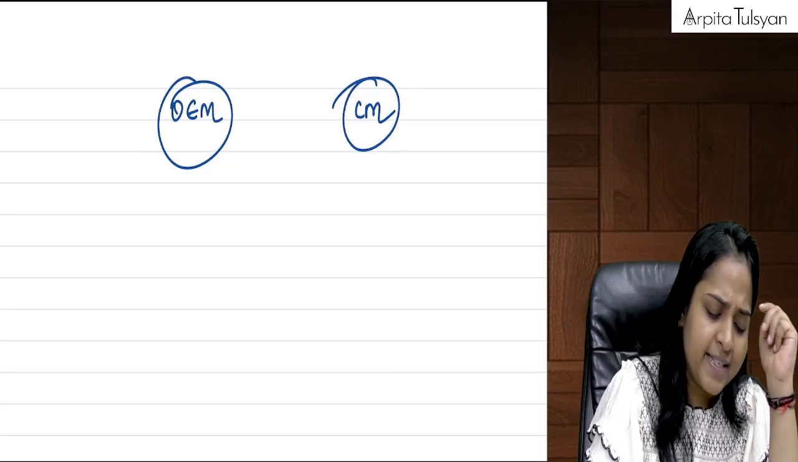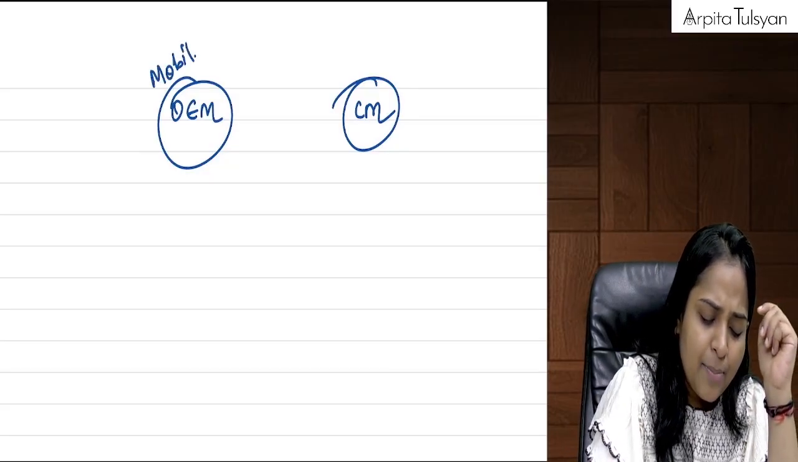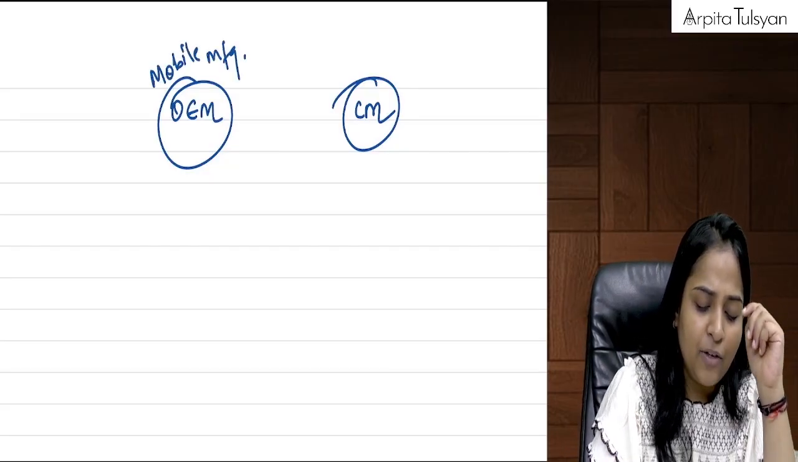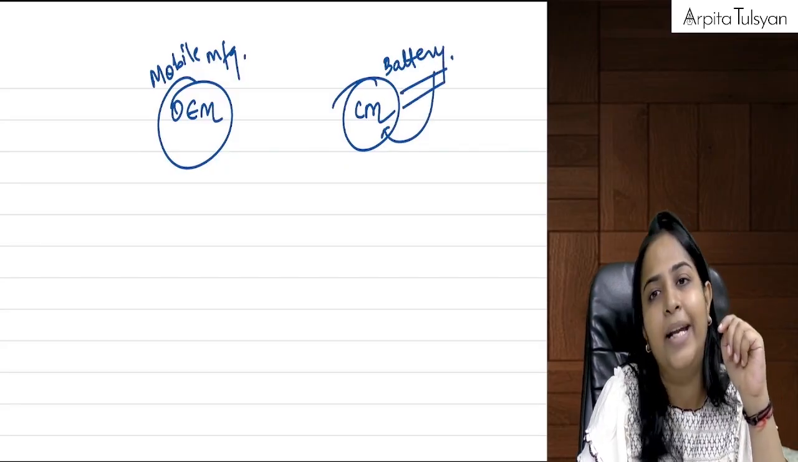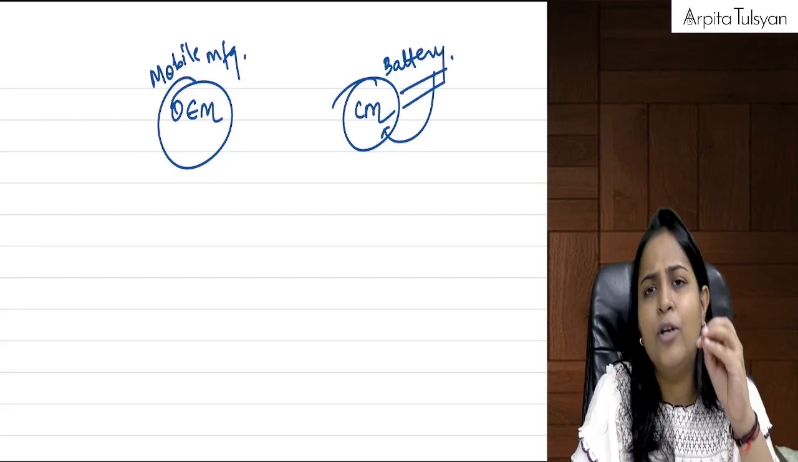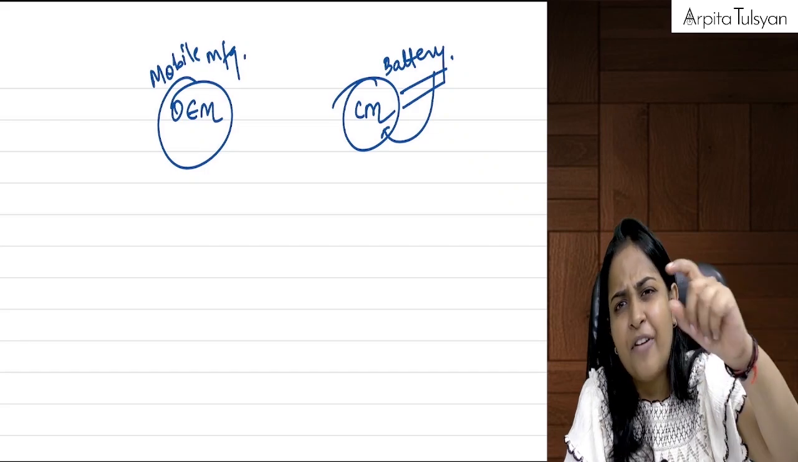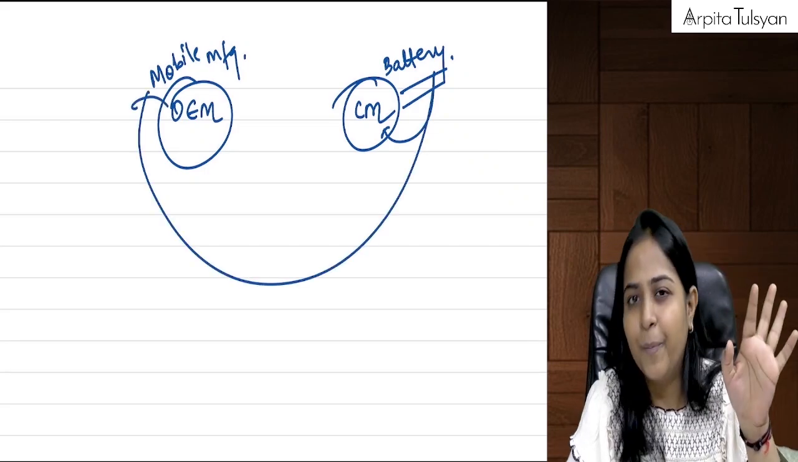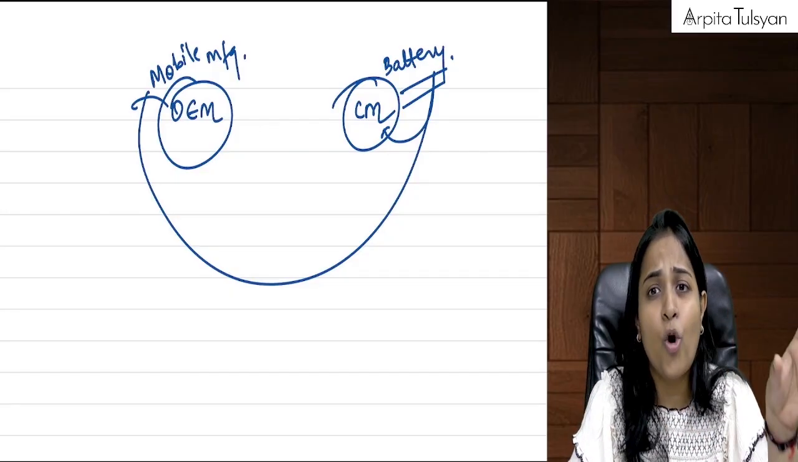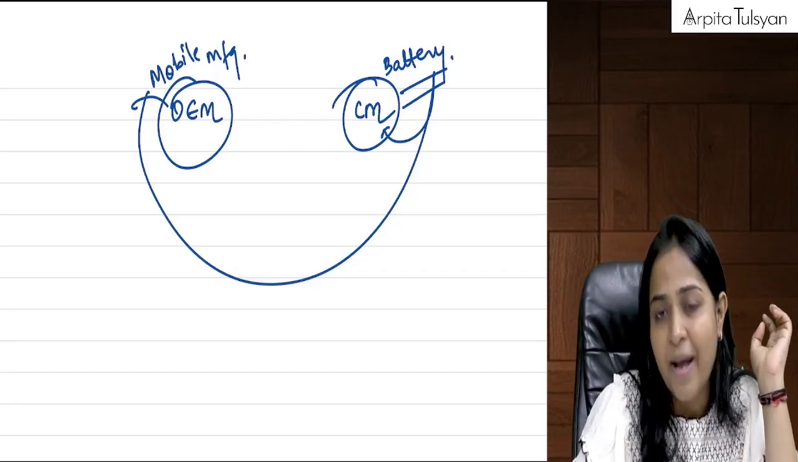Let's say for example, the OEM is a mobile manufacturing company, and it wants to get the battery of that mobile manufactured from a component manufacturer. So it is telling the component manufacturer, can you manufacture a battery for me which can fit into this particular mobile phone? This is the role of the OEM and the role of the component manufacturer.